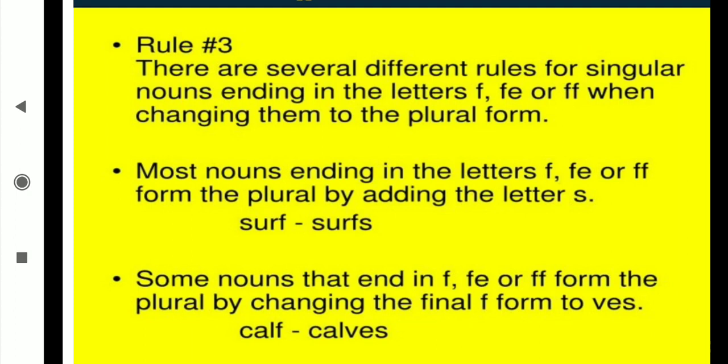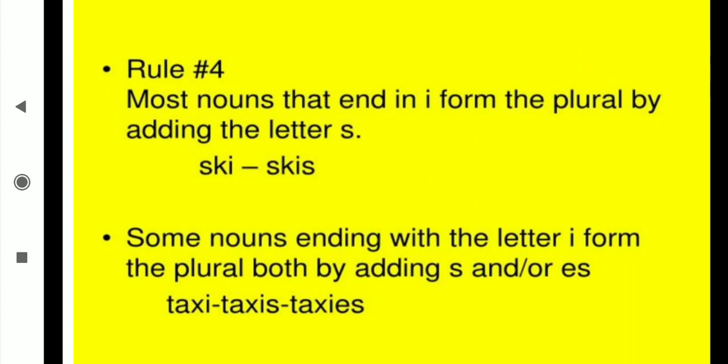F as a v and we are adding ves. Calf as a cows. For again more examples: shelf, shelves; wife, wives; calf, calves; leaf, leaves; thief, thieves; wolf, wolves; knife, knives; life, lives. Yeah, these. F we have converted into V, and at the last we have added ES, and singular we have converted into plural form.